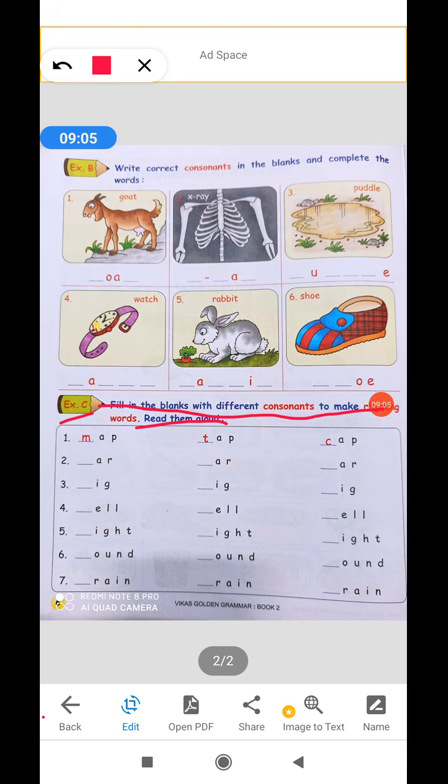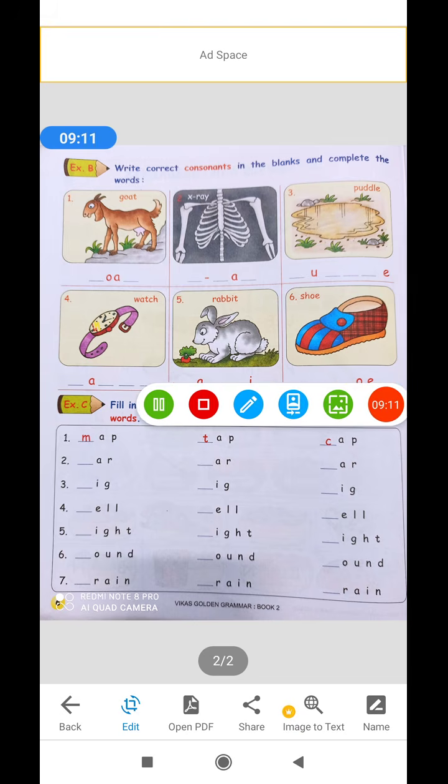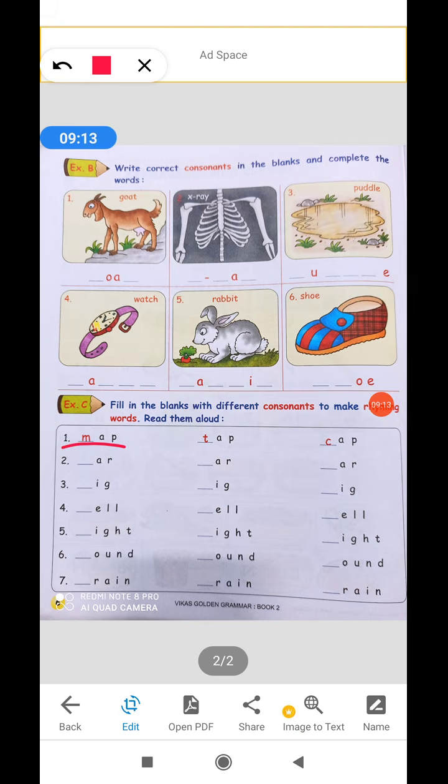Okay, students? We have to what? We have to make the words. Already the first one is given. MAP map, TAP tap and CAP cap. AP is given. They have given it to fill. If we put M, a consonant letter, it will be MAP map, then T, a consonant letter, TAP tap and C. Students, just keep in mind, we have to use only consonant letters in the blank.